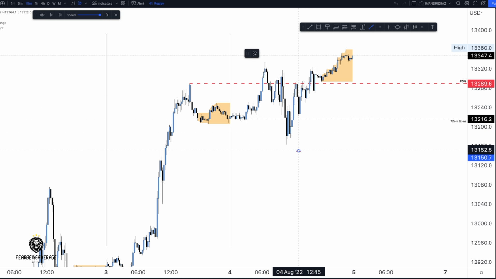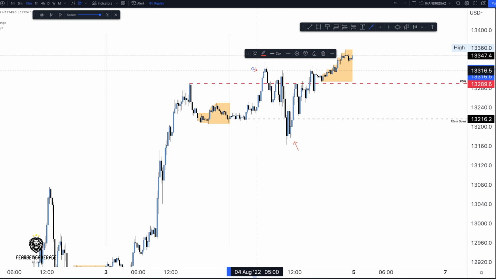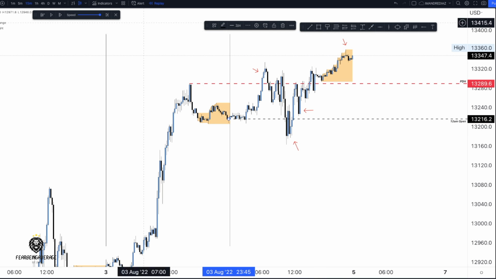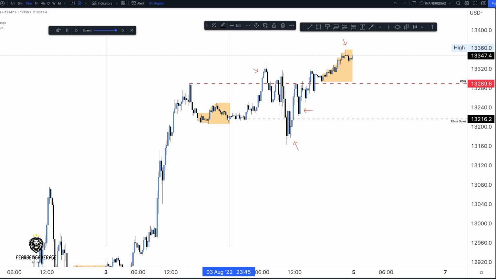So I want you to pay attention to this low, this high, and this low right here. I think those are going to be the areas that matter the most in my opinion. So let me get rid of this Asian session range indicator, and I'm going to just mark this up like this for you guys. Just like that. Boom.